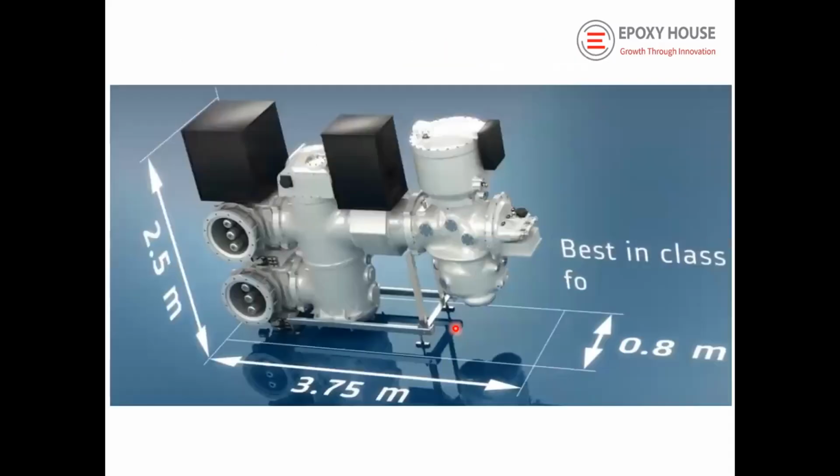This is 145 kV, and this is how it is connected. The total height is 2.5 meter, the length of this bay is about 3.75 meter, and the width is only about 0.8 meter. You can see how compact it is compared to AIS. This is why GIS is now widely used in the higher kV ranges also.